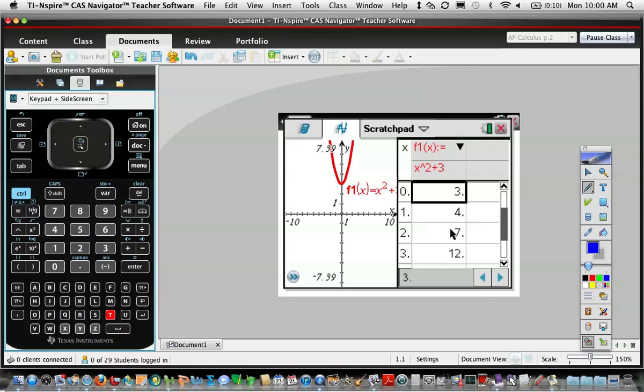But remember, we don't care about that. The diner could be burned down. There might not be a number at 2. So we don't care about that. What we care about is what the values are getting close to. All right? So we need to go make a few adjustments in here.